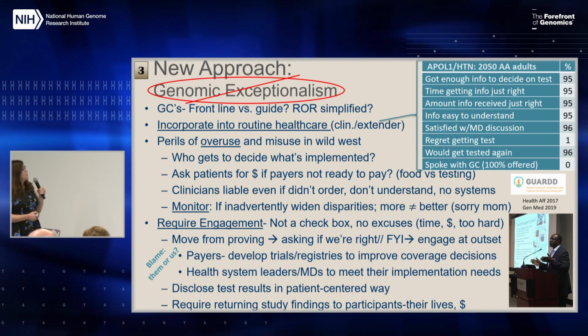Being careful in this Wild West, we don't overuse, that we're not causing false positives that are causing harm. And not asking patients to pay for things when payers aren't ready to pay. Let's get payers to change. We need to monitor for inadvertent widening of disparities, and I think we need to require engagement from the outset. Working with payers for coverage decisions, working with health systems, and disclosing things in patient-centered ways. And finally, let's give results back to patients. They deserve them. Thank you.